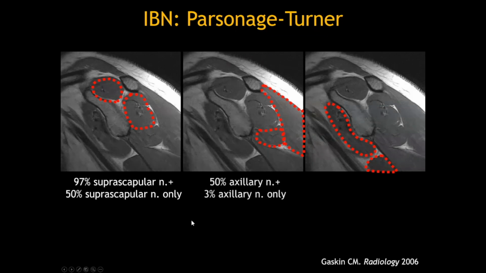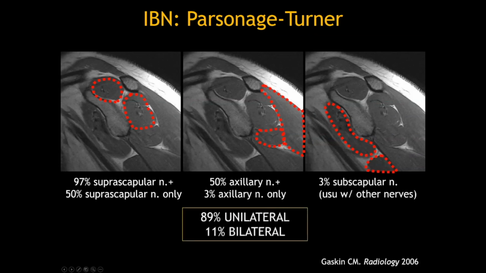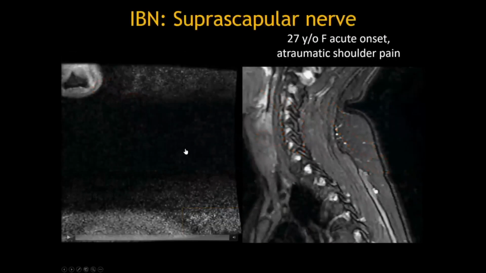What are those other nerves? That can be the axillary nerve as well as the subscapular nerve, affecting the subscapular muscle and the teres major muscle. In most cases, it's unilateral, but in a minority of cases, it can be bilateral. If you see bilateral involvement, you don't necessarily want to discount Parsonage-Turner syndrome.